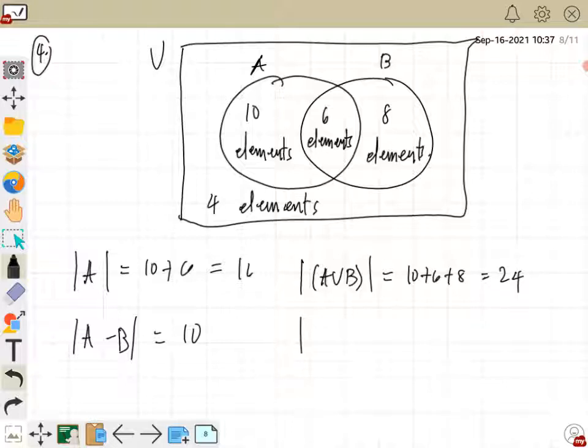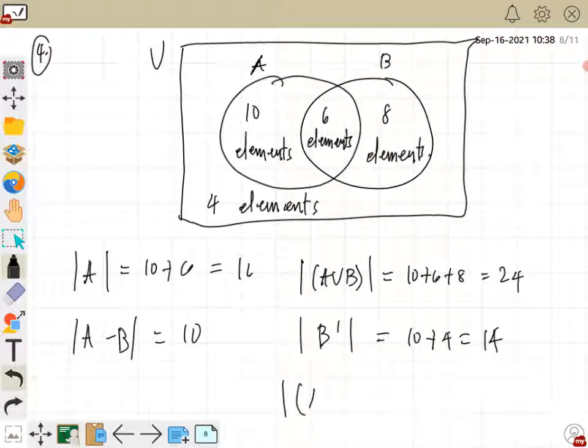Okay. B complement, outside B. Outside B is 10 and 4. That's 14. Okay. Outside A union B, the complement, that's outside of that. That is 4. Okay. So basically that's how we write.